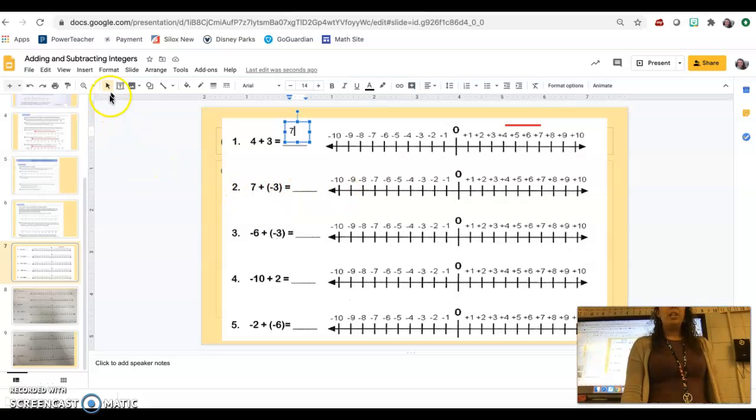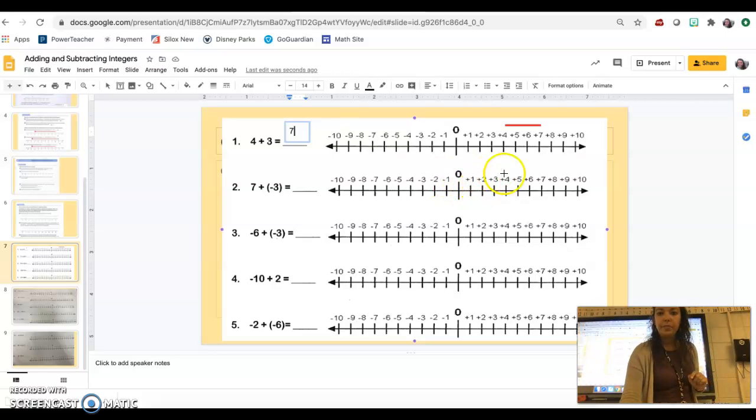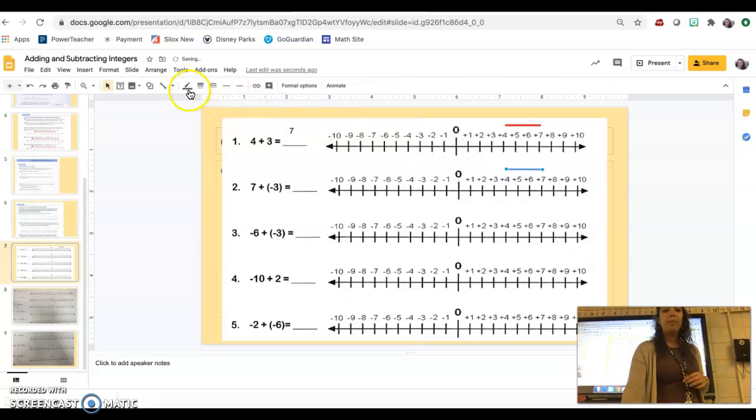Now, the next one is we have 7 plus negative 3. Plus a negative means we're going which direction? Plus a negative. Do we go right or left? Left. So we're going to start at 7, and we're going to go left 3. 1, 2, 3. Where does that put me? At positive 4.